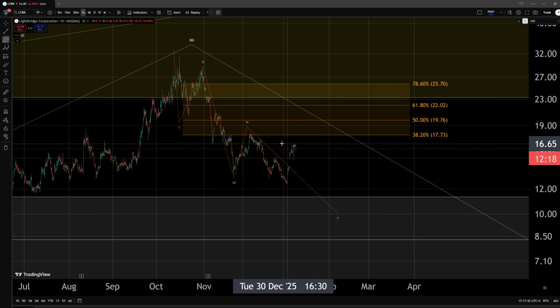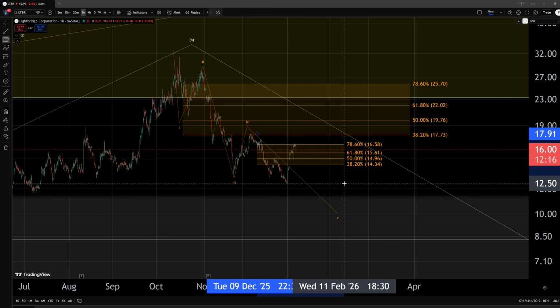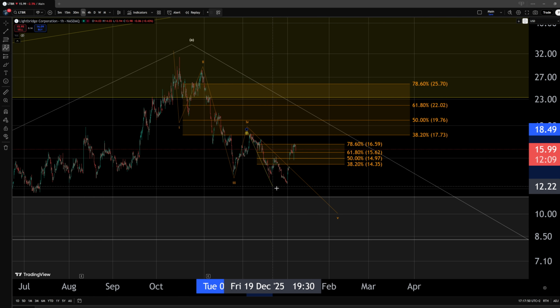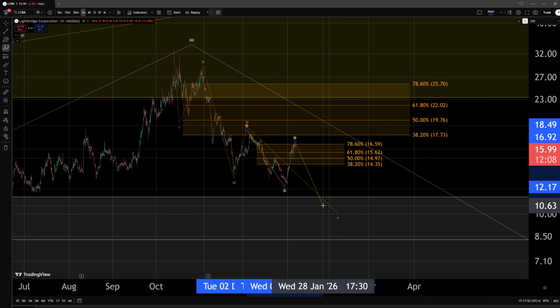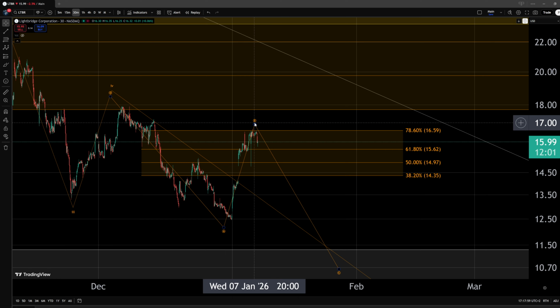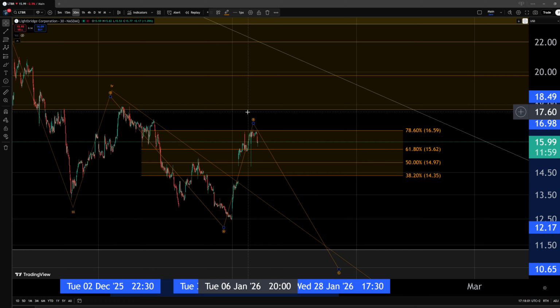I could consider that even within this structure, we should be prepared for further continuation lower, and for that we can track the area of resistance between the $14.3 all the way up to the $16.6 level, in which we can notice that we have pushed perfectly into the last level of resistance, and we have gotten here a more significant rejection.